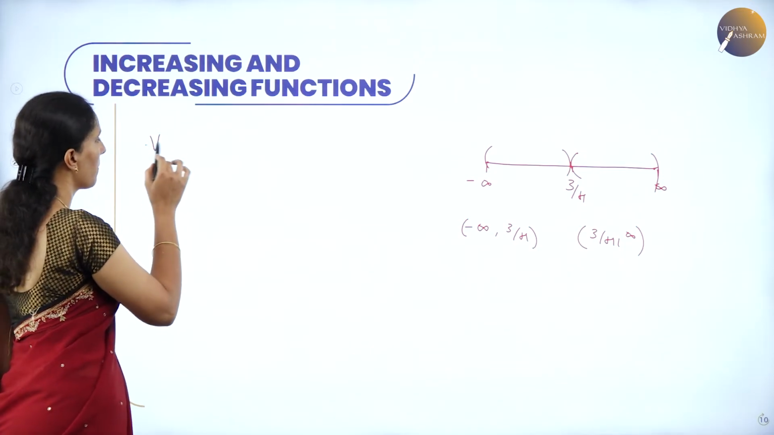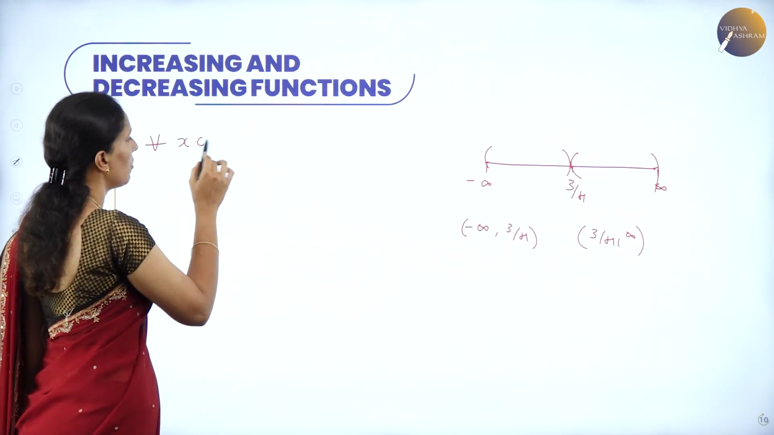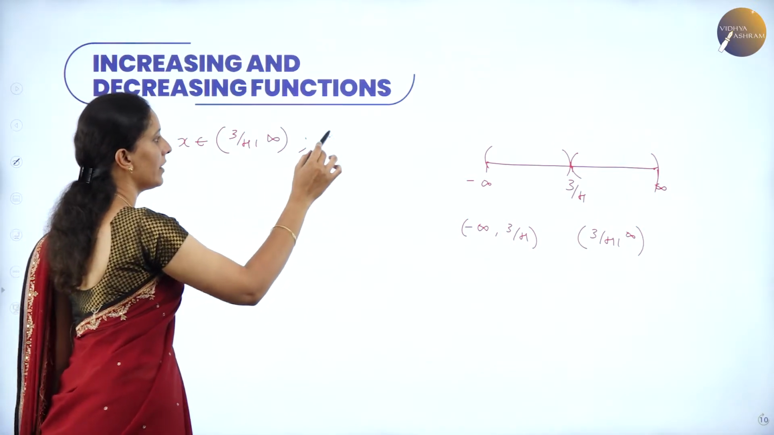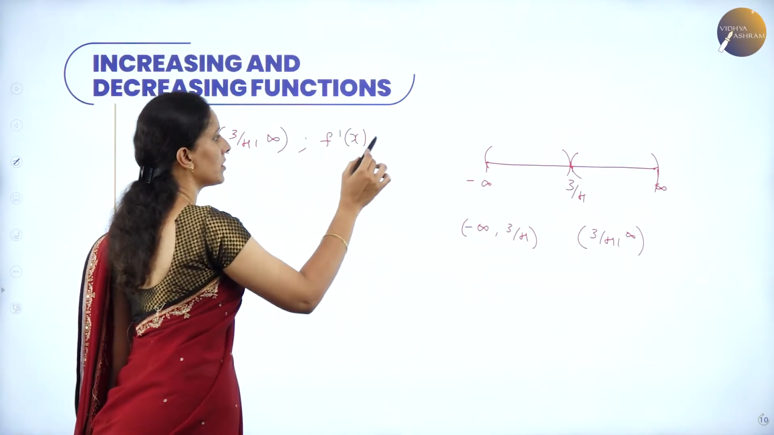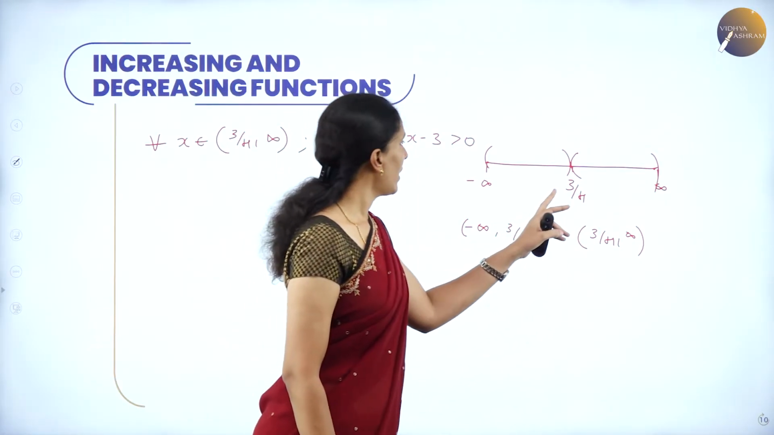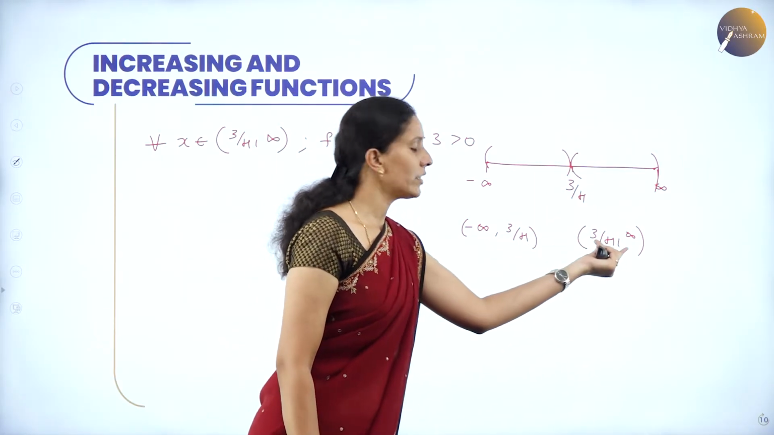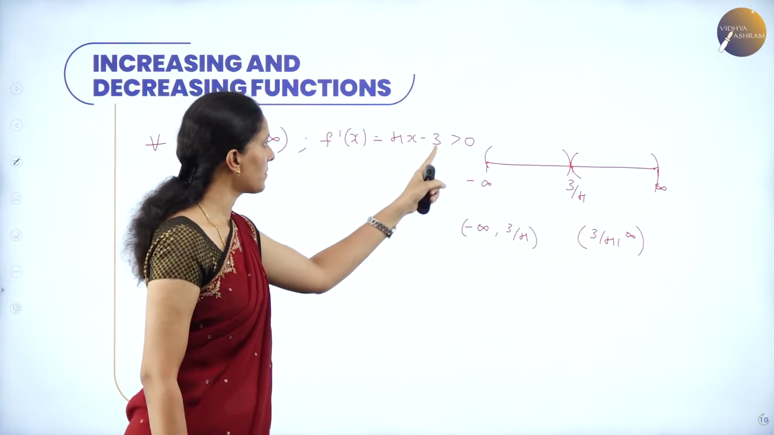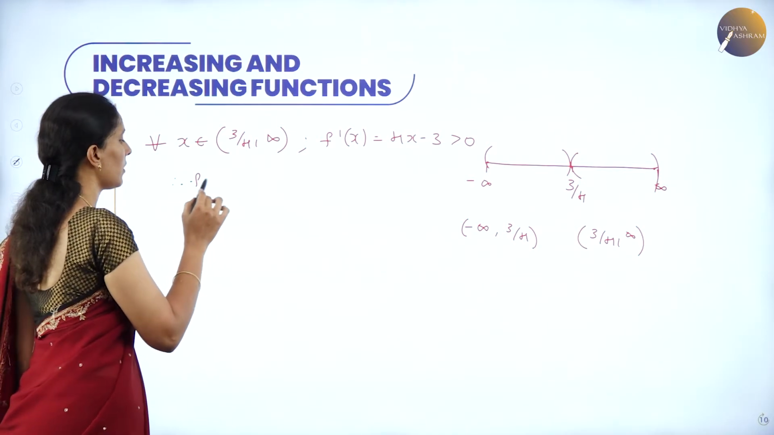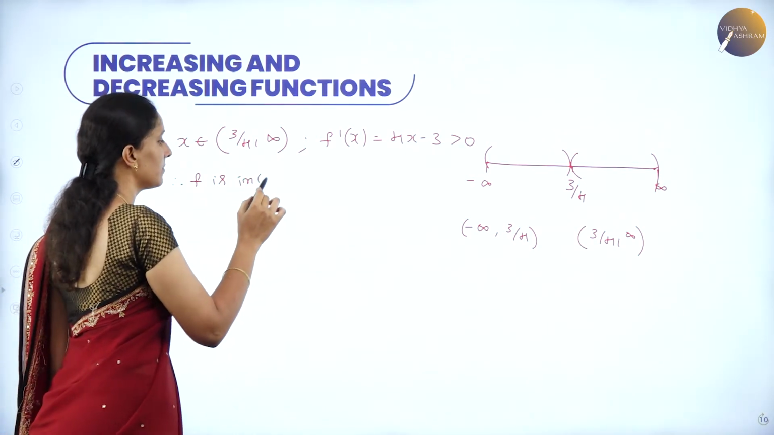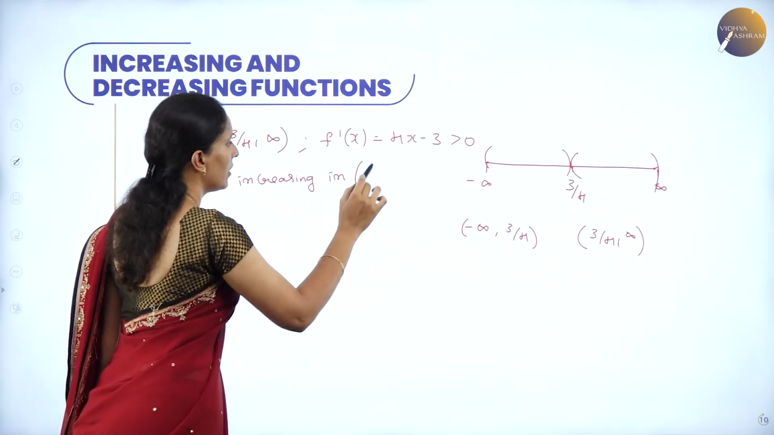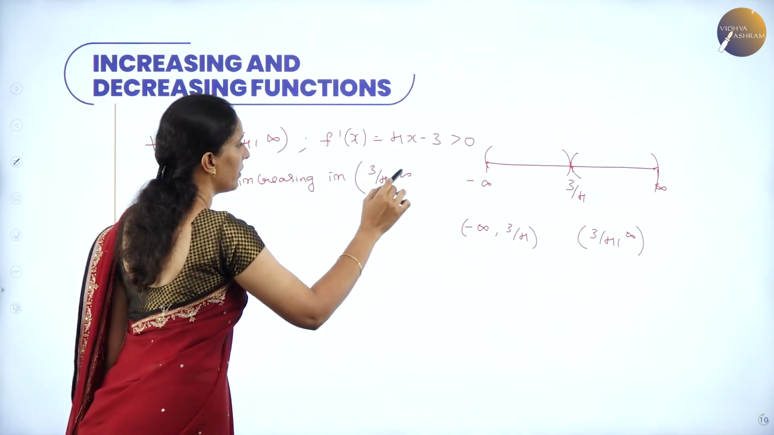So for all x belongs to the interval 3 by 4 comma infinity, here we get f dash of x, which is equal to 4x minus 3, is greater than 0. So clearly you can see for all the values between 3 by 4 comma infinity, if you substitute here, it's a positive quantity. So therefore, f is increasing in the interval 3 by 4 comma infinity.